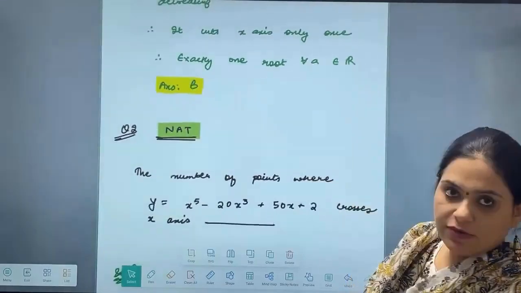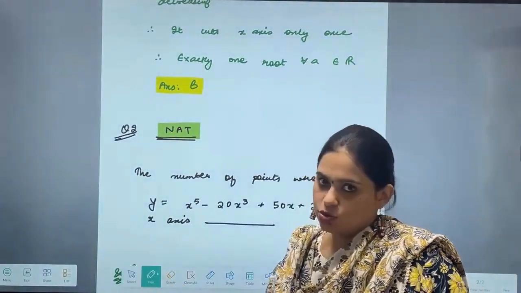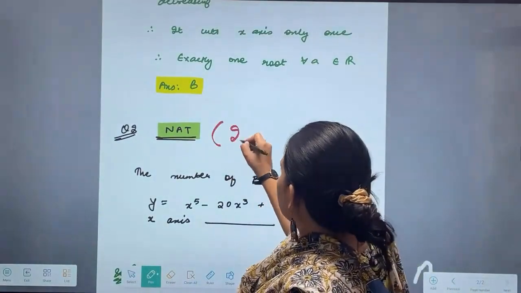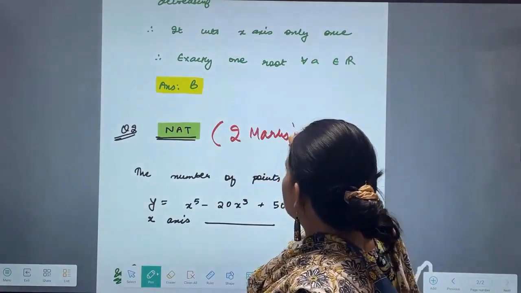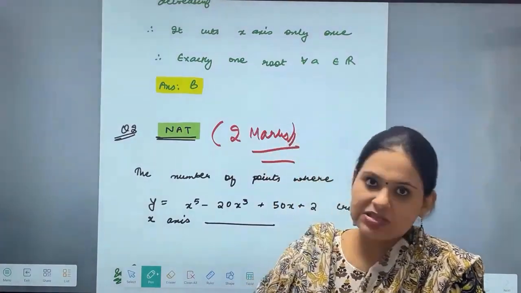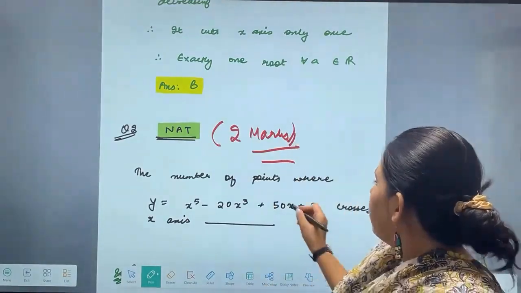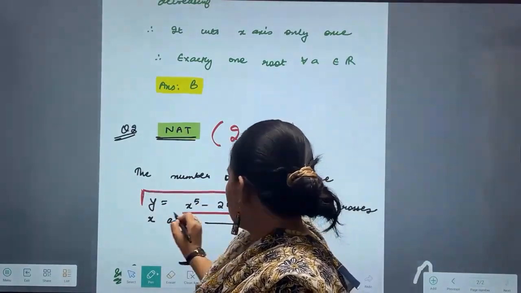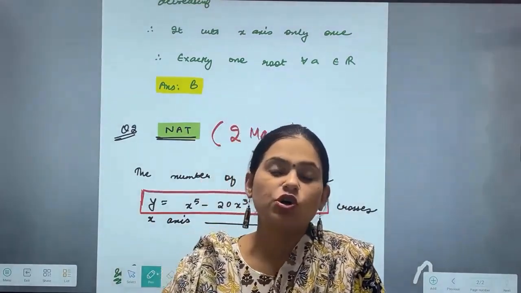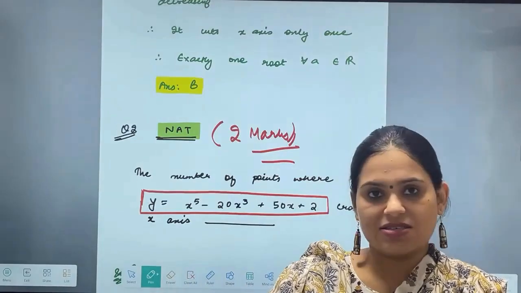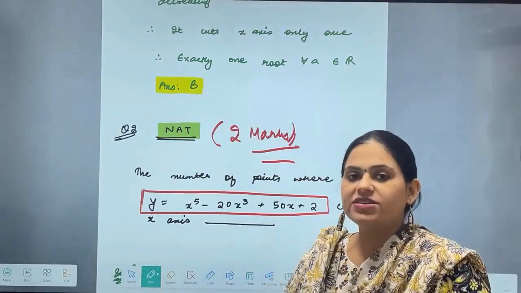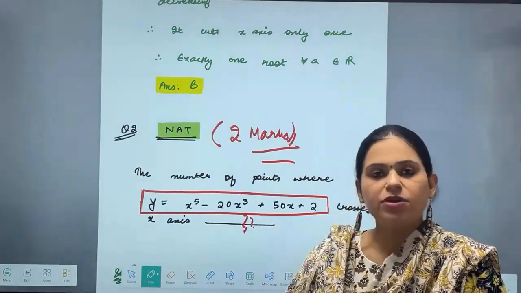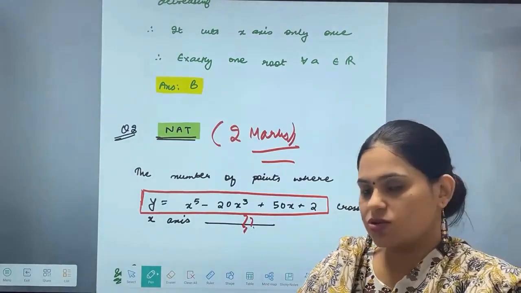Okay. What I have for you today is a NAT question. Fill in the blanks will also come in IIT. So consider this as a 2-marker NAT question. Try to do this yourself first, then I will do this. Okay. You're given a function. What are the number of points where this function crosses the x-axis? Try to take a moment, try to solve this yourself, then I will do this.